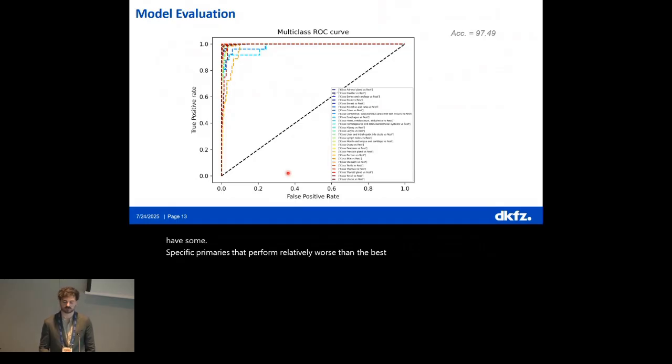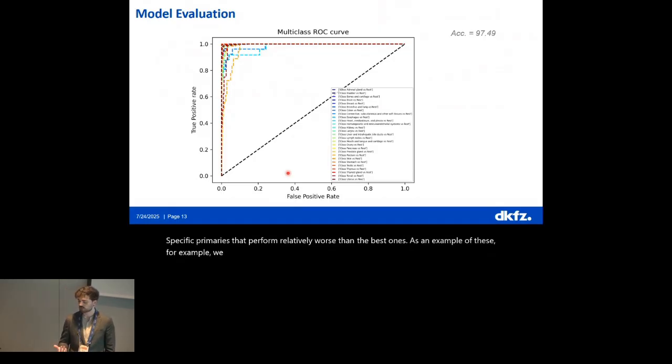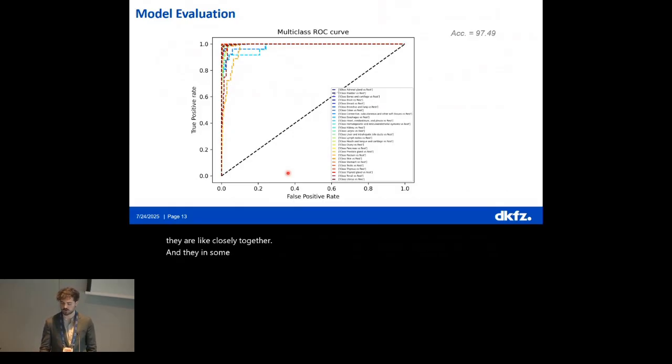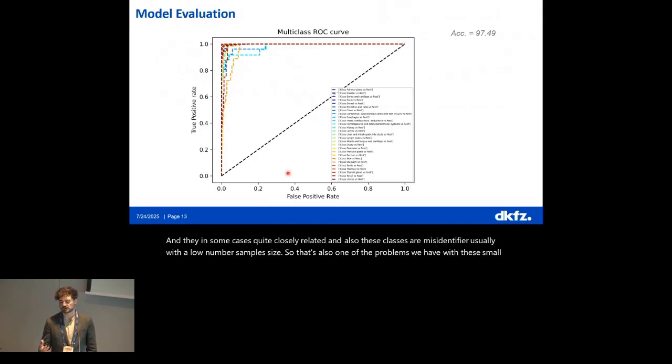As an example, we have rectum that is usually misidentified as colon. And also we have larynx that is misidentified as bronchus and lung, and mouth and tongue. That is understandable because they are closely together and, in some cases, quite closely related. These misidentified classes also usually have a low sample size. That's one of the problems we have with these small classes, but we don't think it's a huge problem overall.